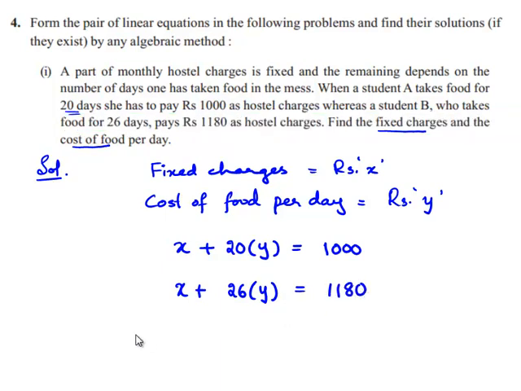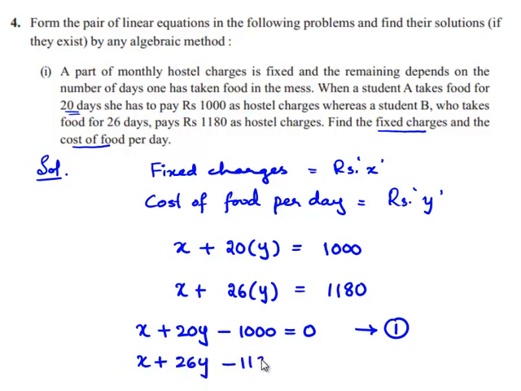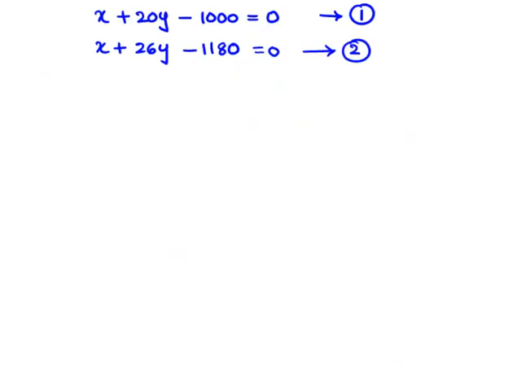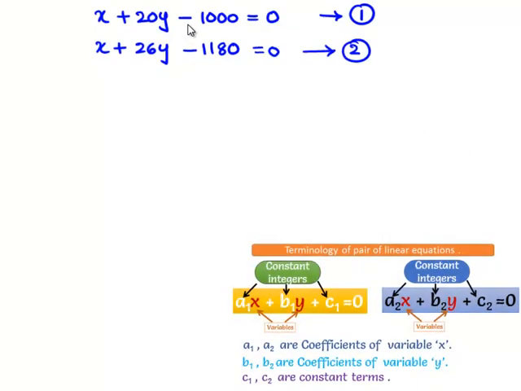1180. Therefore, the equations become X plus 20Y minus 1000 is equal to 0. This is equation number 1. And X plus 26Y minus 1180 is equal to 0. This is equation number 2. Now, let us solve these linear equations by cross multiplication method.